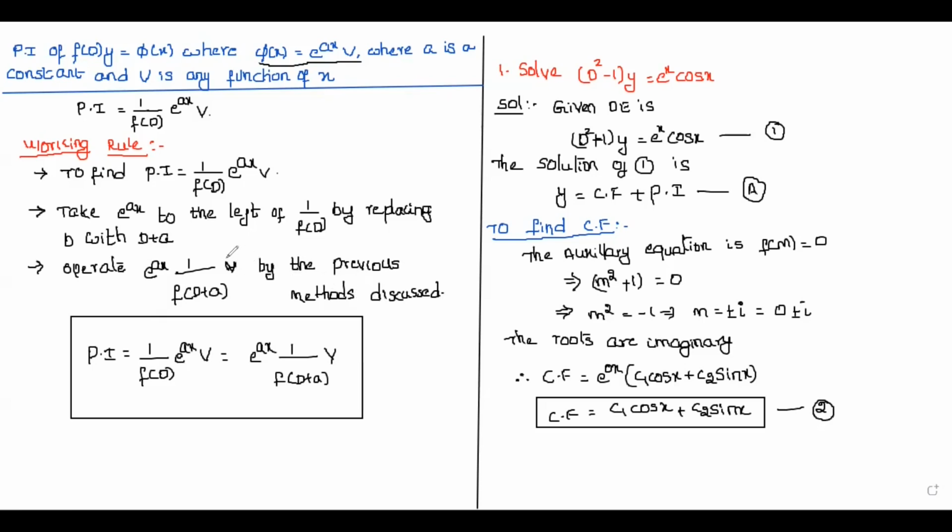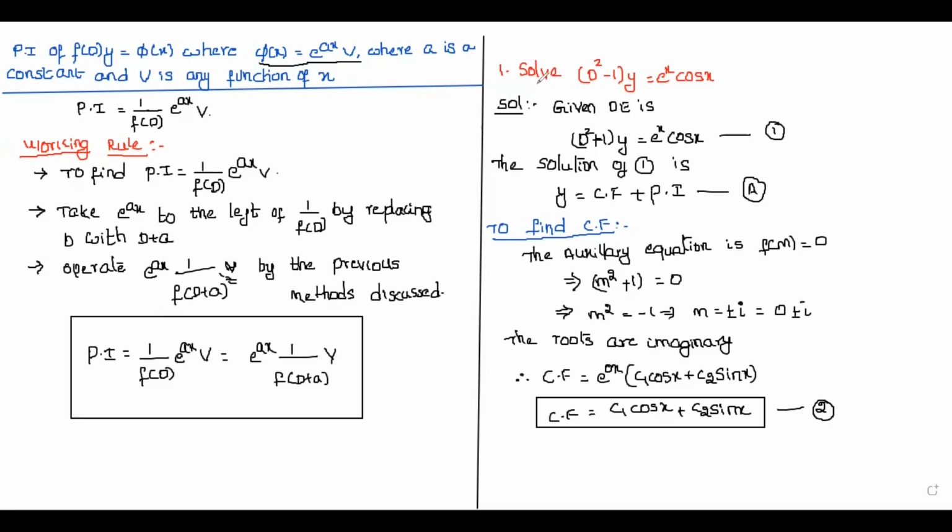That means depending upon the function of x. Suppose it is a trigonometric function, we have to apply the procedure to find the particular integral for a trigonometric function. If it is an exponential function, we apply the procedure for an exponential function. If it is a binomial, we apply the procedure for a binomial function. Hence, the particular integral of 1 by f of D into e power ax into v is equal to e power ax into 1 by f of D plus a into v.